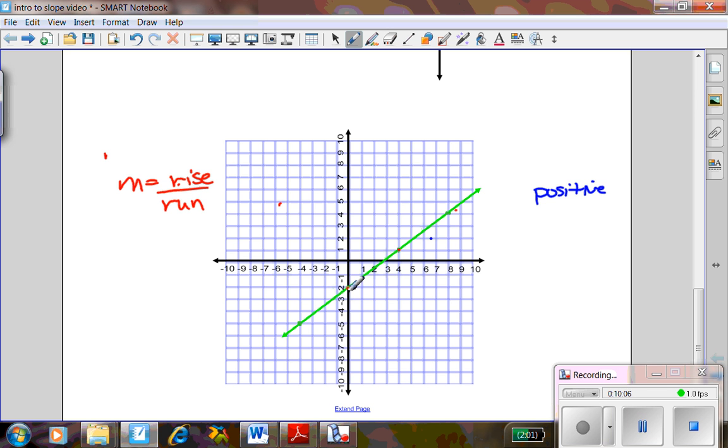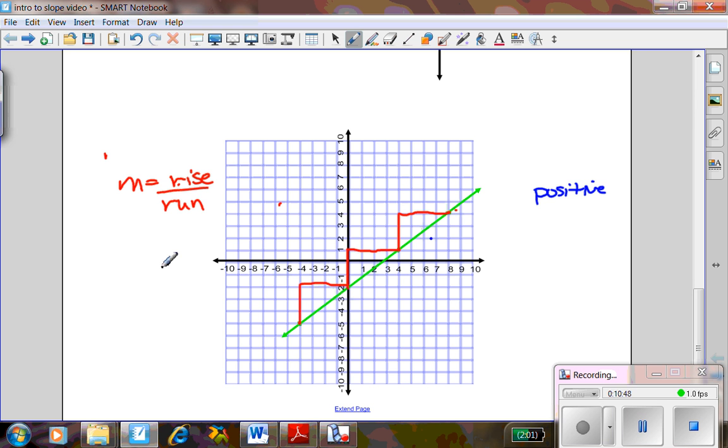So I'm going to count straight up. I go 1, 2, 3. So I rise 3, and then I go over 1, 2, 3, 4. And that's my run. If you look, there's another point right here at 8, 4. If I want to get to that point, I'm going to rise 1, 2, 3, and then I run 1, 2, 3, and 4. Same thing down here. Look at this point right here. It's at -4, -5. I rise 1, 2, 3. I go over 1, 2, 3, 4.